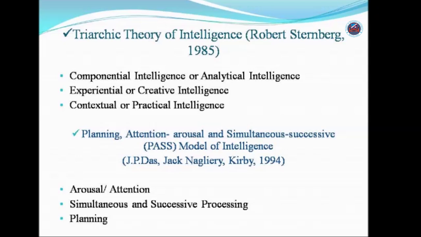The PASS model is considered as planning, attention arousal, or simultaneous successive model. According to this model, intellectual activity involves the interdependent functioning of three neurological systems known as functional units of the brain. Why is it known as arousal, attention?